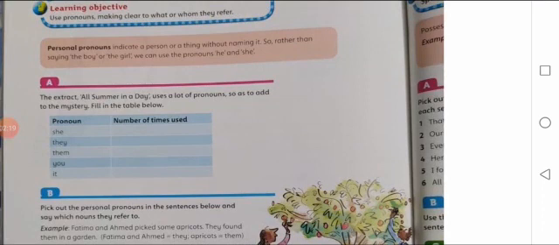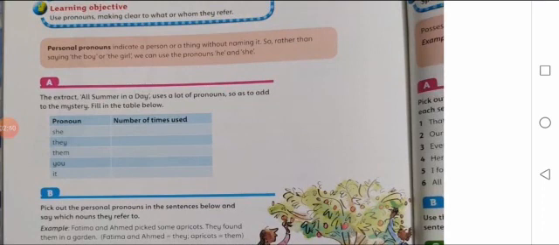Personal pronouns indicate a person or a thing without naming it. So rather than saying the boy or the girl, we can use the pronouns he and she. Again, personal pronouns show a person or thing without naming it, and rather than saying the boy or the girl again and again, we can replace the nouns with pronouns, he and she.